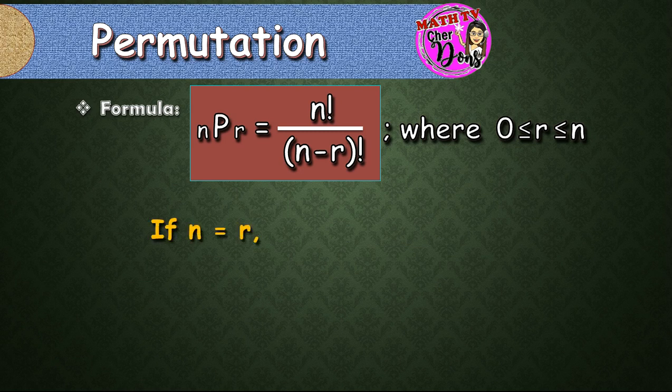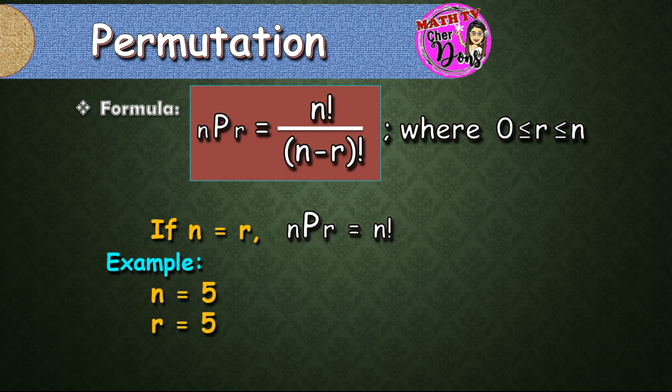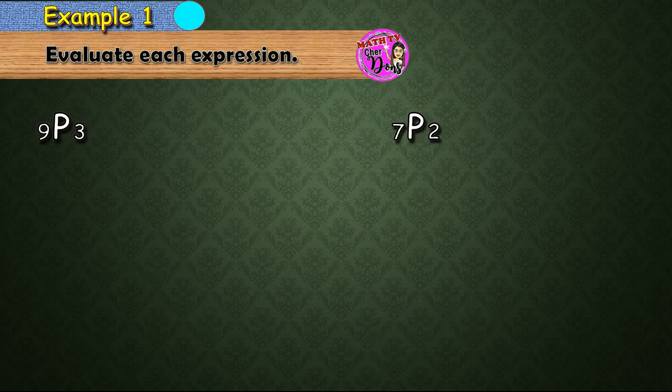Okay, if n is equal to r, then permutation of n objects taken r at a time is equal to n factorial. Remember that, if n is equal to r. Now let's have an example. n is equal to 5. Our r now is also equal to 5. Why? Because based on our condition, n is equal to r. Now, substituting the values, we have permutation of 5 objects taken 5 at a time is equal to 5 factorial. Simplifying it, we have 5 times 4 times 3 times 2 times 1, which is equal to 120.